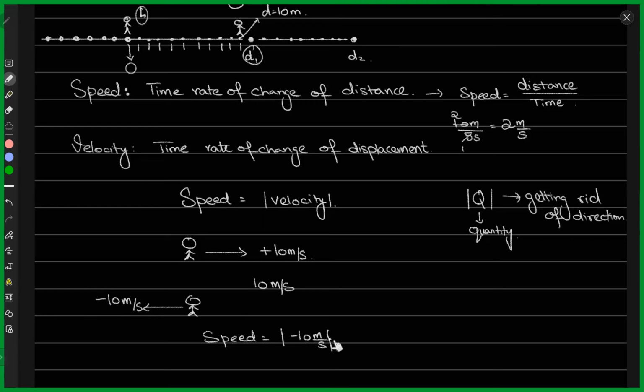This absolute value would get rid of the direction, which means it would get rid of this negative sign, because the negative sign is telling you that he's moving to the left. So we'll get rid of this negative sign: 10 meters per second. So that's the speed. This is not telling you anything about the direction of this person. If we remove the element of direction from velocity, then we get speed. The number is still the same, as you can see, but the direction element is eliminated.